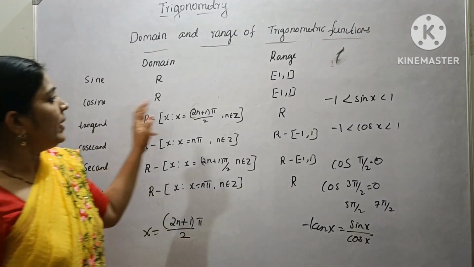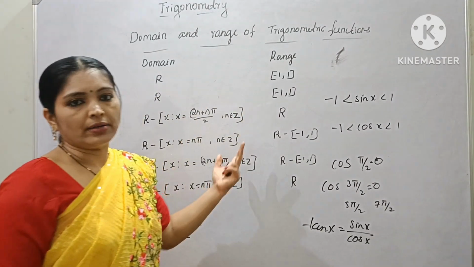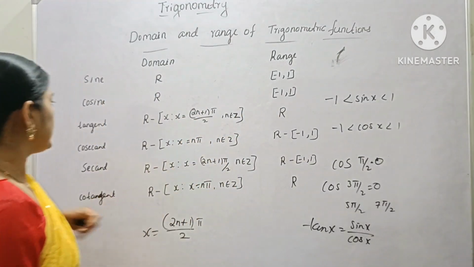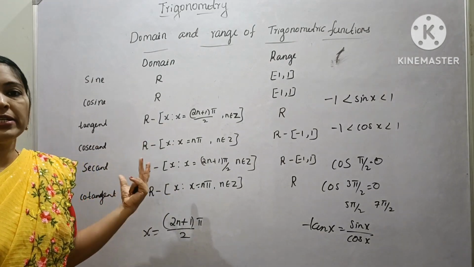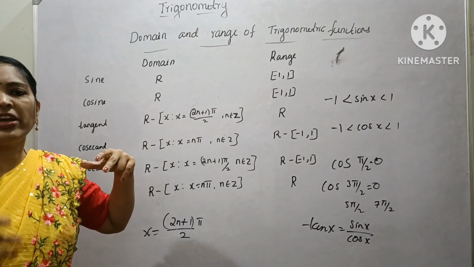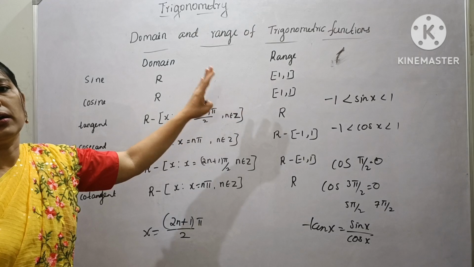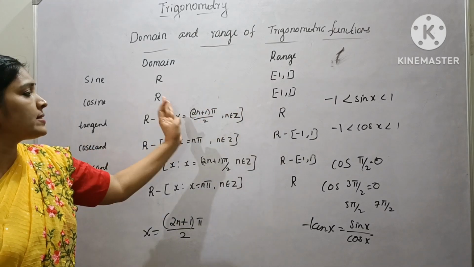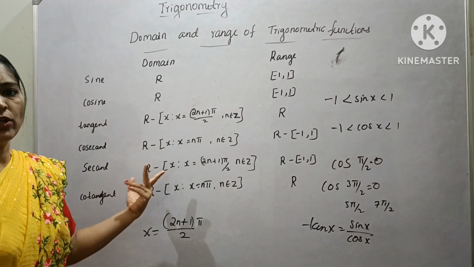Next, what is its range? Here the range is R, the set of real numbers. That also comes from the identity equations. By solving or simplifying the identity, you will get the equation. No need of this, you just study the domain and the range of the function. This you will understand automatically.